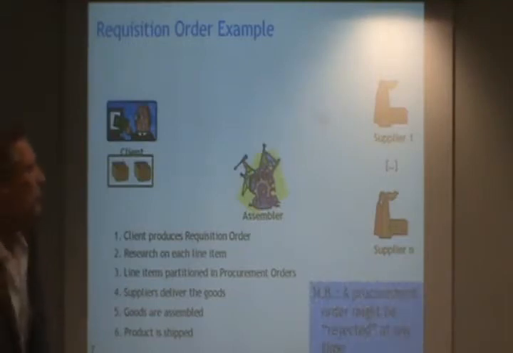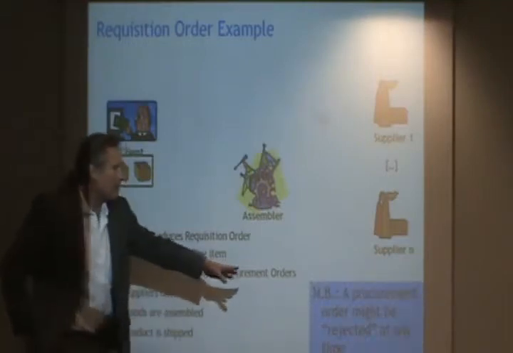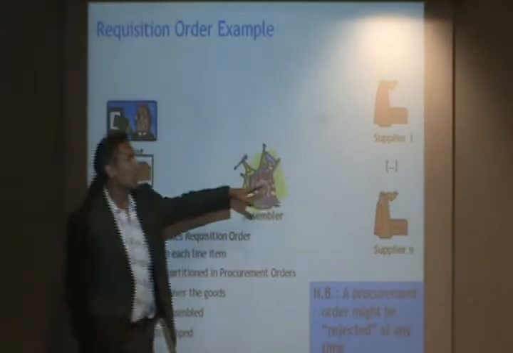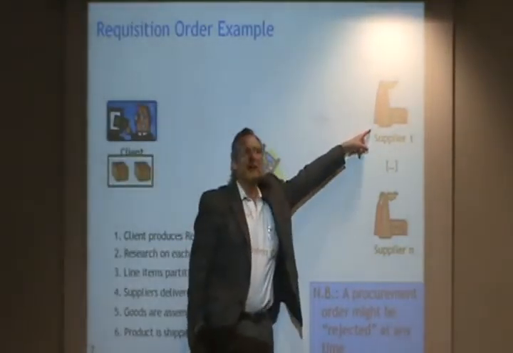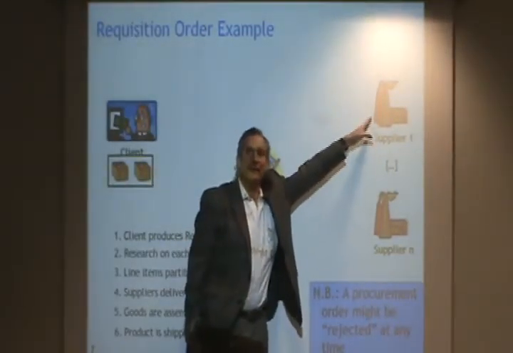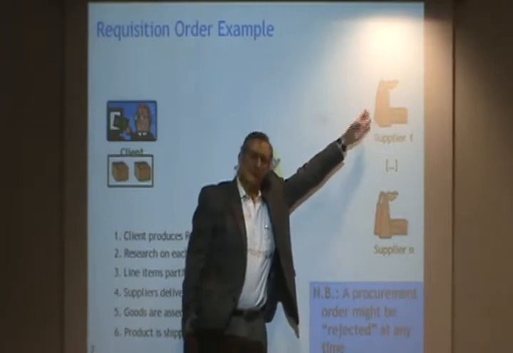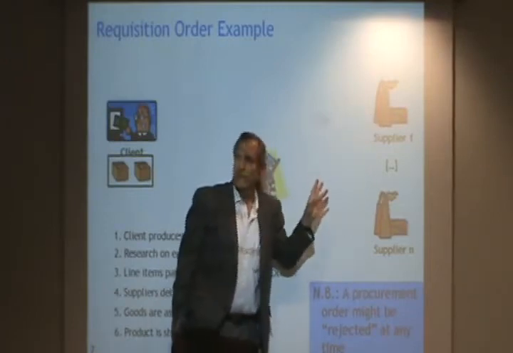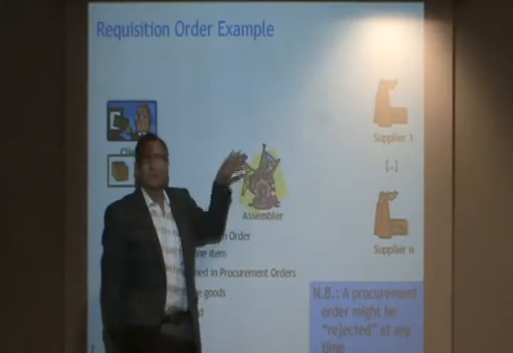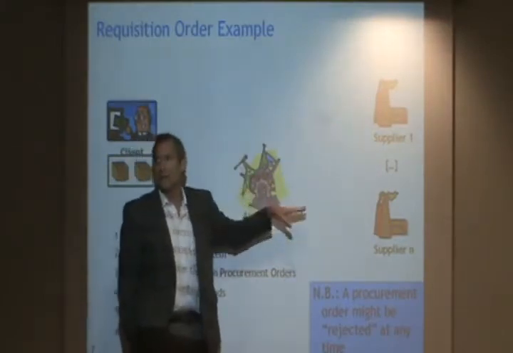Now the important thing is that at any point, a procurement order that we sent to one of the suppliers may decide he doesn't want to do it after all. He may cancel his commitment to do the procurement order. So what that means is we're going to have to go back and research those line items again and then send out another procurement order.